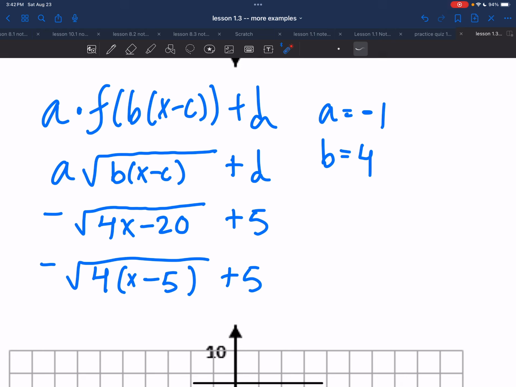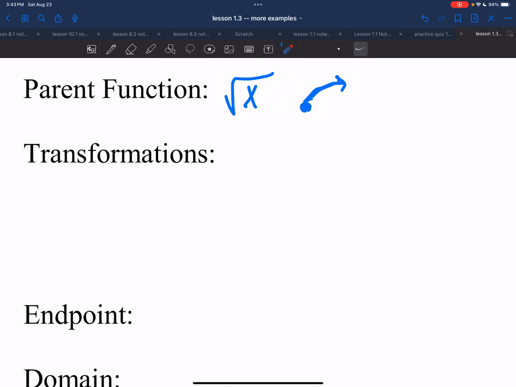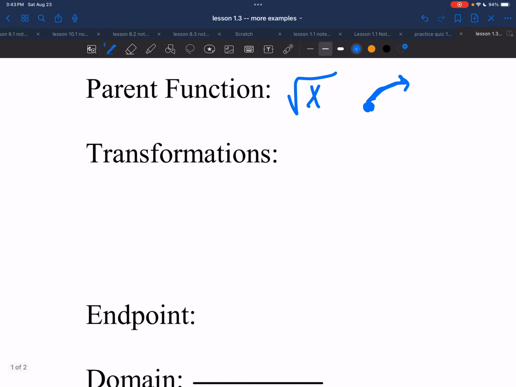And I can see, it says x minus c. This says x minus 5. So c is 5. And d is also 5 because it's just plus d, which is plus 5. So I have 4 transformations happening here, right? So as a sentence, since a is negative 1, right?